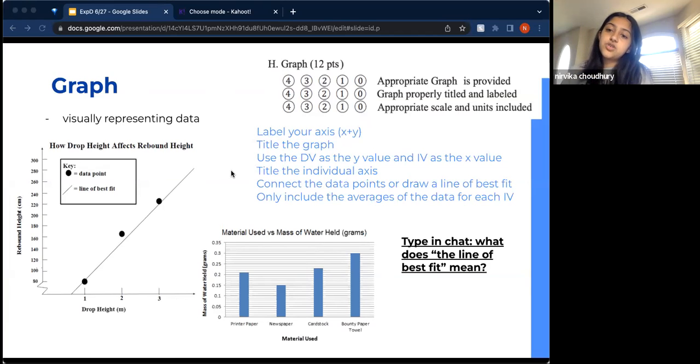Yeah, the line that best shows the relationship between the data points, basically the middle line, or the line that best represents the plot, definitely. Line that connects the data. Yeah, the ideal. That's a great one word to describe it. Yeah, that's pretty much what the line of best fit is. Okay.